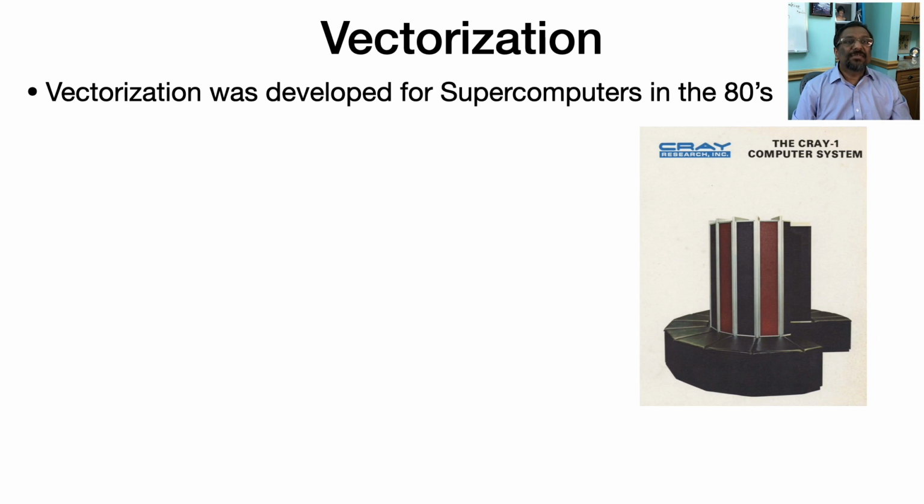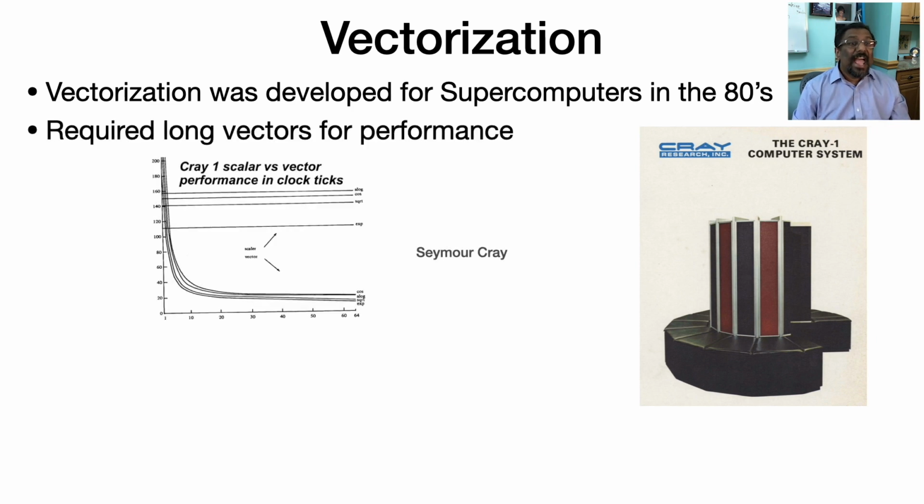Vectorization was developed for supercomputers in the 80s, for example something like Cray, and here's a graph in fact from a talk by Seymour Cray. What Cray compilers were good at is that if you have a very large vector length, you get really good performance. What the graph shows is that with straight lines of scalar performance and small vector lengths, the vector machine was not good, but as the vector lengths keep growing, you get really good performance. So you need large vectors to get good performance.